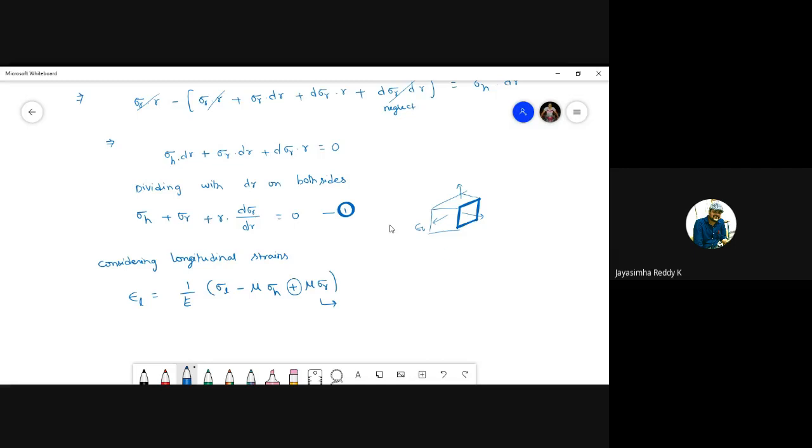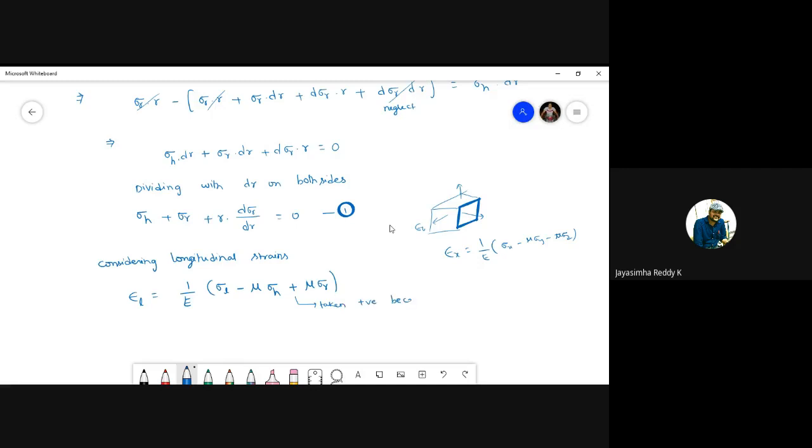We write this formula: epsilon H is equal to 1 by E into sigma x minus mu into sigma y minus mu into sigma z. This is based on Hooke's law.